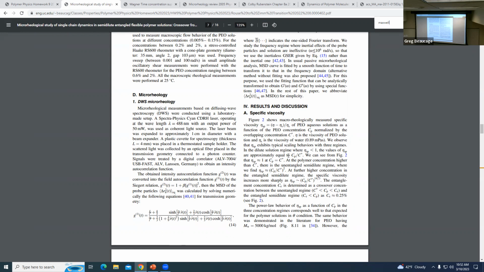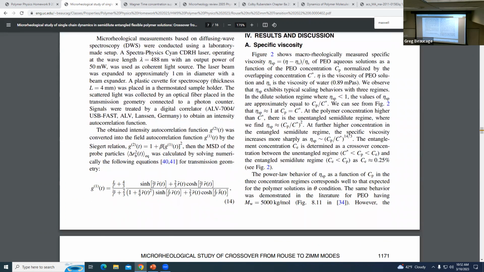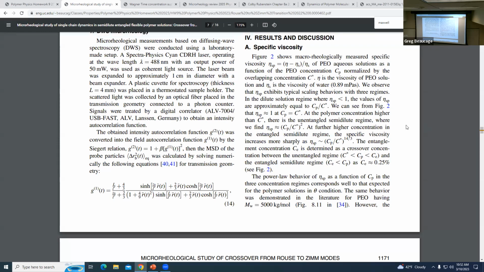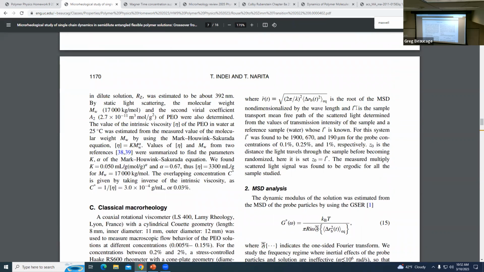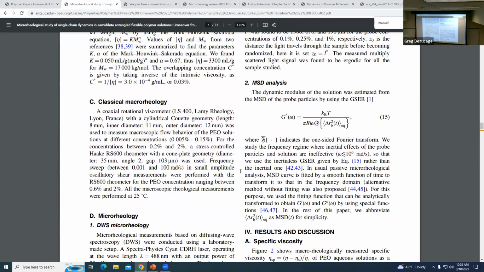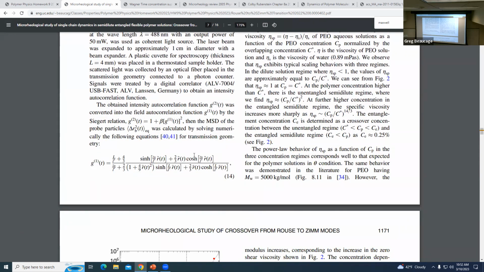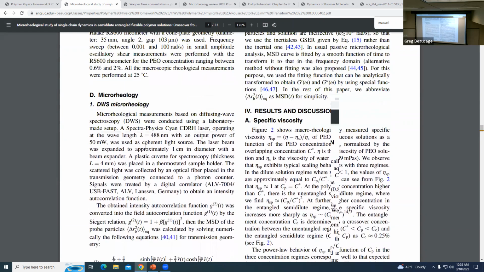He's got L. Let's see, you can't really see it here. It's too small. At least I can't see it. Here. So he's got L. He's got 2 numbers, capital L and small L. Small L is the distance between the particles. L star is the sample transport mean free path of the scattered light. In other words, how far is it between 2 particles before they scatter again? That's L star. And capital L is something to do with maybe the size of the particle or something. Capital L is some other parameter that you know from the experiment.